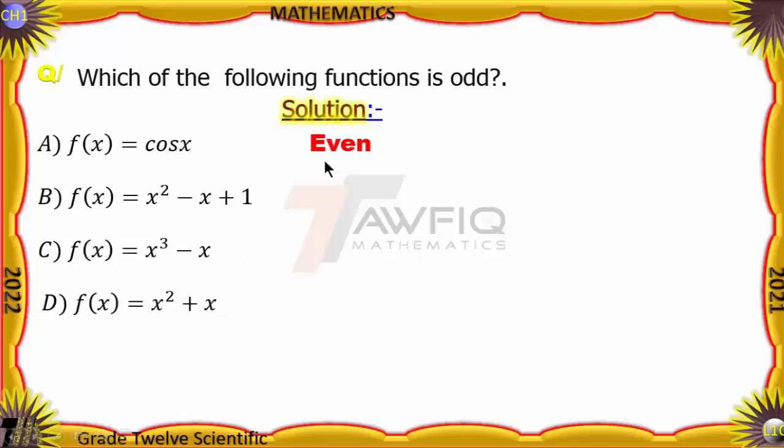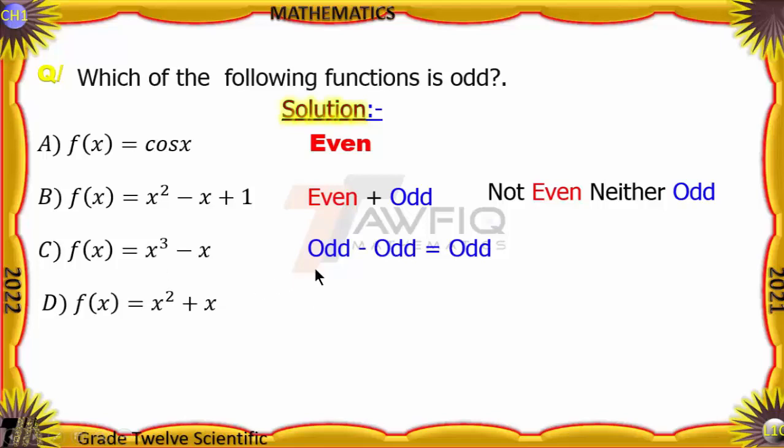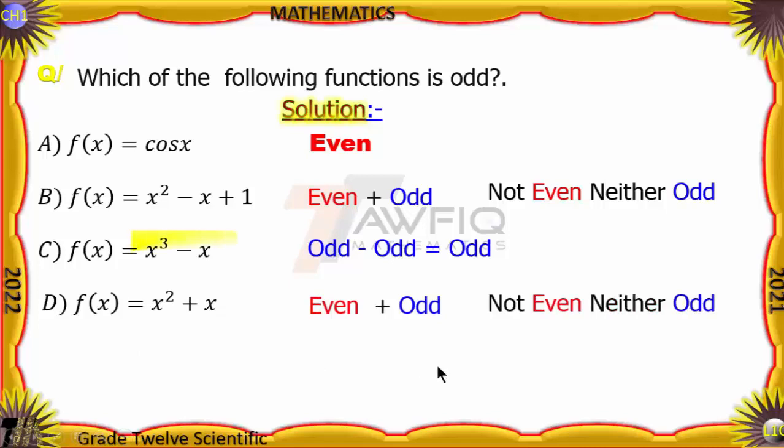Cosine is an even function. X squared minus x plus 1, even plus odd is neither even nor odd, so it is not symmetric. Number C, odd minus odd is an odd. Number D, even plus odd is neither even nor odd. So the correct answer is number C.